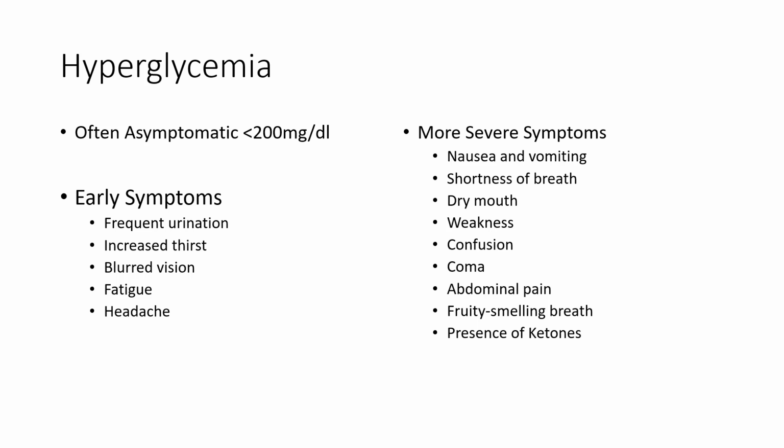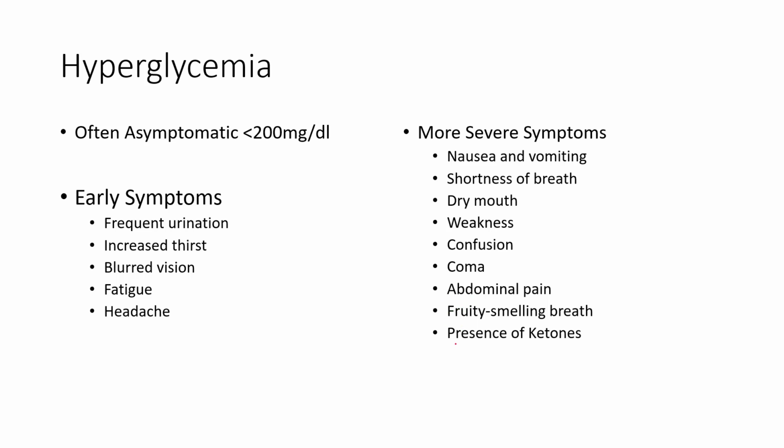Now, early symptoms can be that classical diabetic symptom: frequent urination, increased thirst, blurred vision, some fatigue, maybe a mild headache. And then more severe, right, you might start getting a little bit of confusion, right? You might feel a little weak. You might start having different abdominal pains, a little bit of nausea, a little bit of vomiting. And if it gets really bad, you can end up going into a state of ketoacidosis, right?